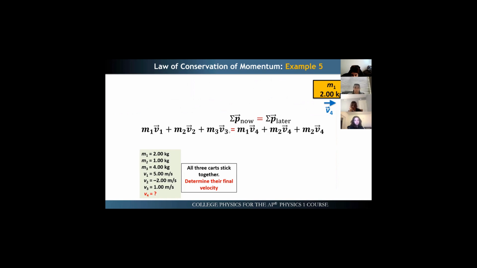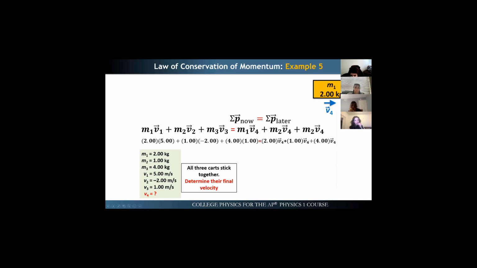What's the before, what's the after? Well, there were 3 momenta before, and there will be 3 momenta after. But because they stuck together, they all have the same common velocity at the very end. Now, we could find the momentum of just these 2, find that, and then combine it with the third one. We could do it step by step, but you don't have to. You can do it all at once.